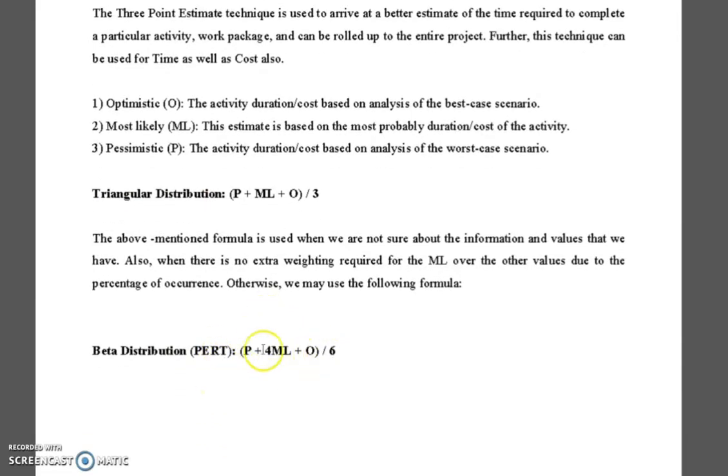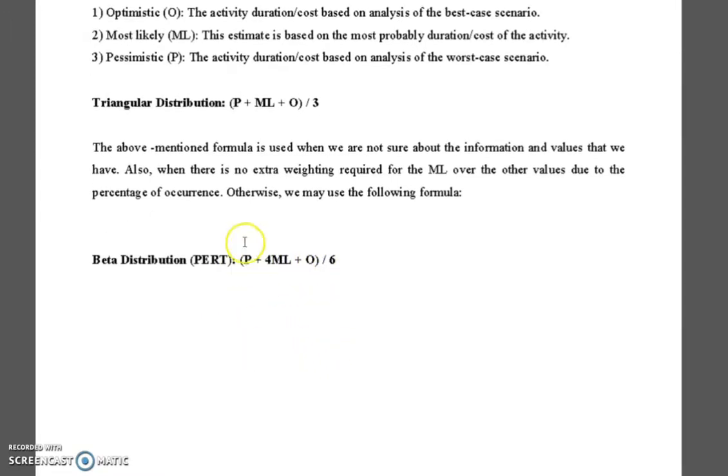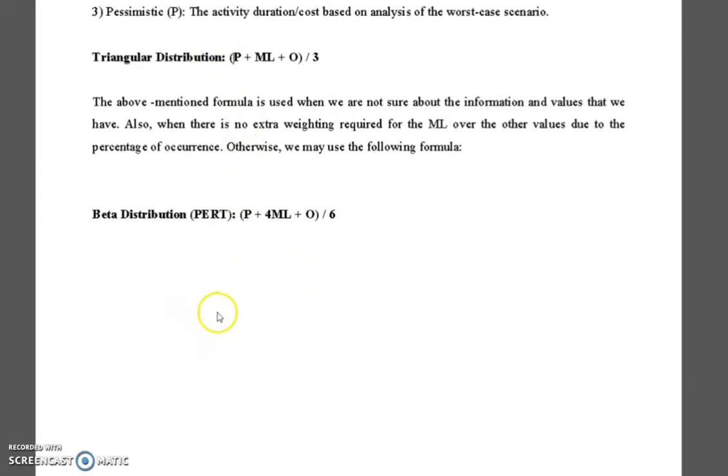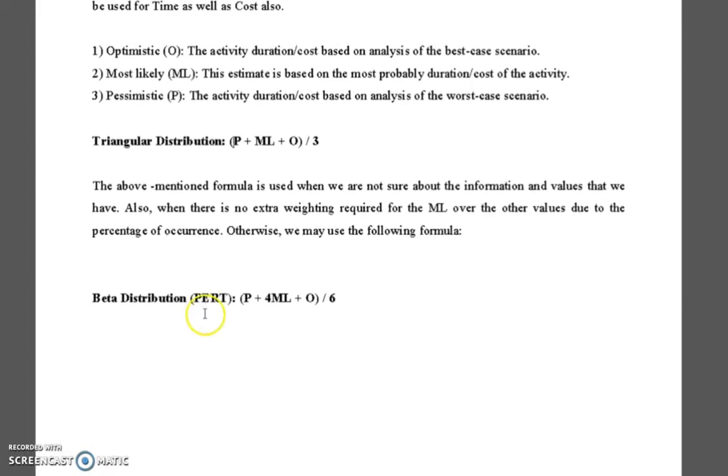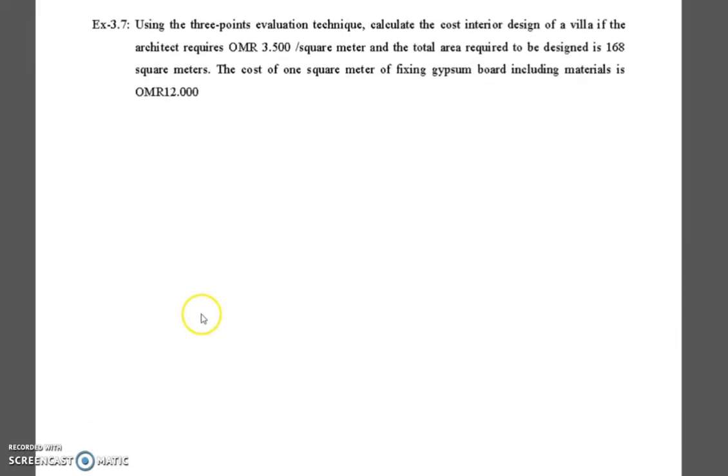We can use this formula, which is divided by 6: 4 times the most likely, and 1 time plus 1 time, which will be 6. So this is why it is divided by 6. From where did we get this formula? It is statistics, okay? So this is what we have in this concern.